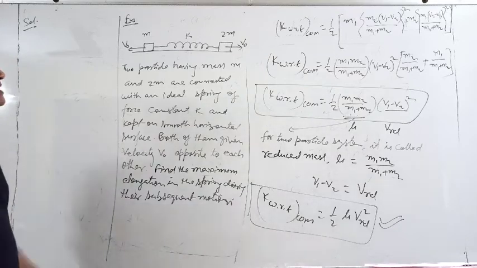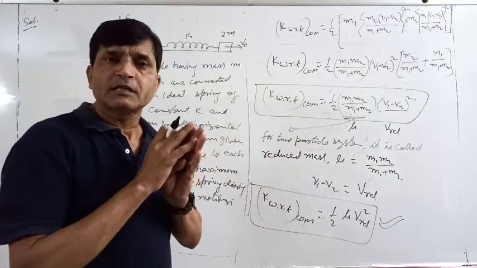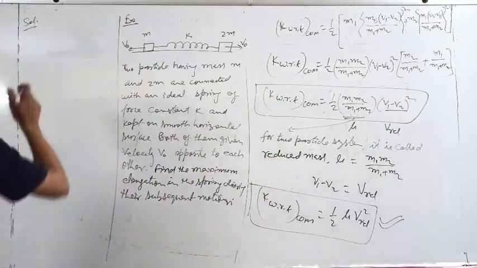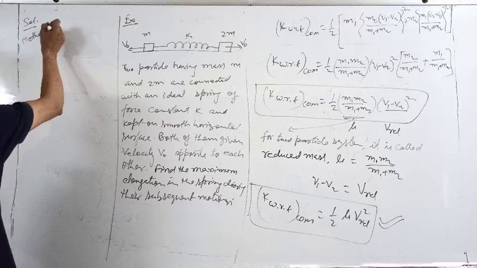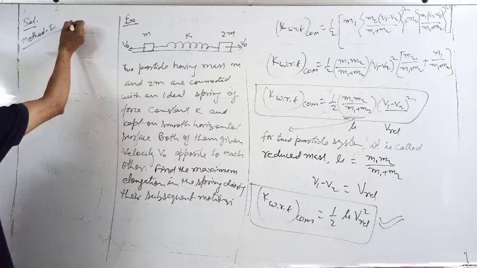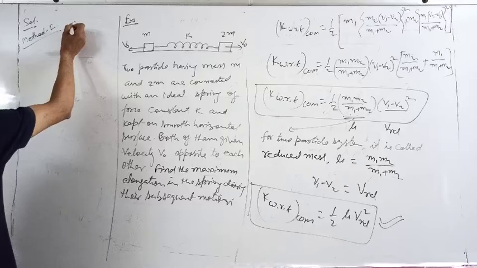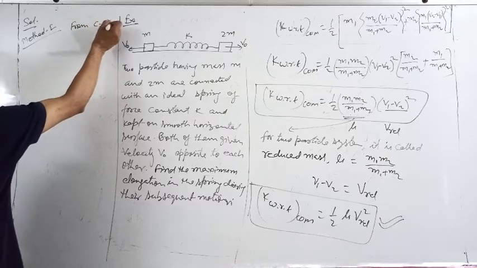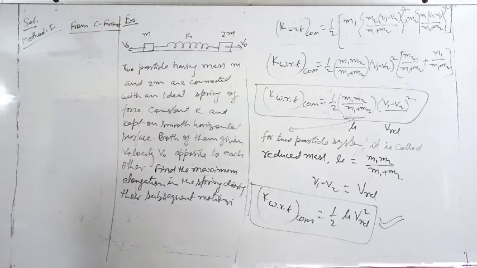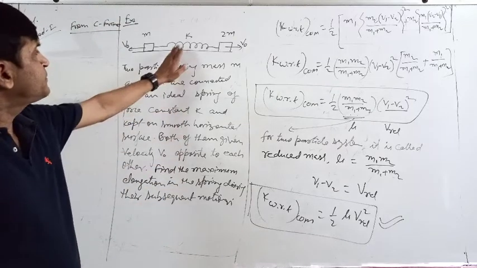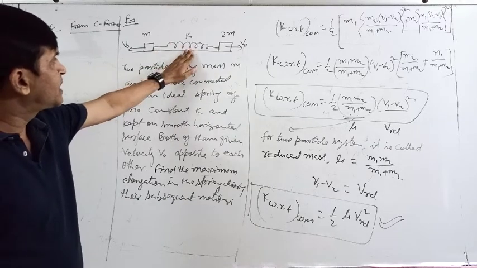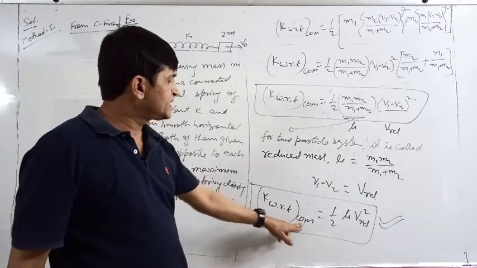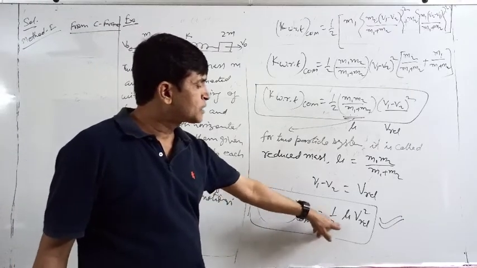There are two methods of solving: one by using the center of mass, and another without using the center of mass. First, method 1, from the C frame. C frame means center of mass. If we are looking from the center of mass frame, the system will have kinetic energy with respect to the center of mass of 1 by 2 mu v relative square.